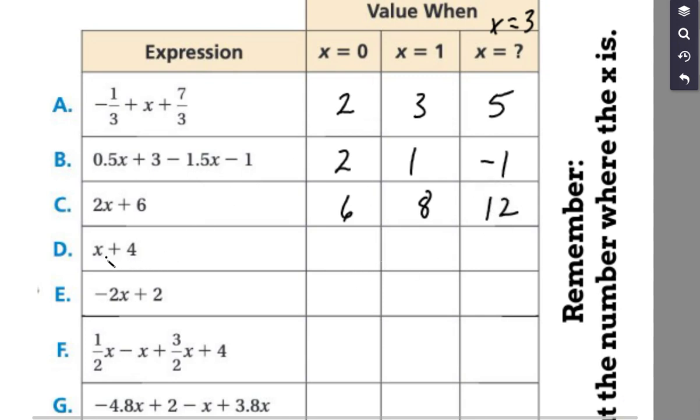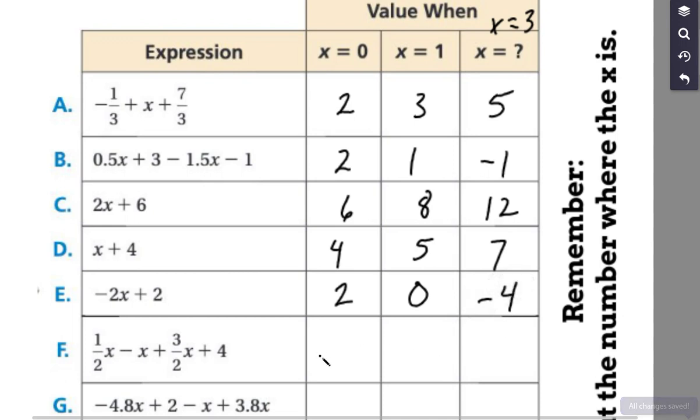I'll put in 0 here. 0 plus 4 is 4. And then plugging in a 1, 1 plus 4 is 5. If I plug in a 3, 3 plus 4 is 7. All right, so then the next one, if I put in 0, negative 2 times 0 is 0. 0 plus 2 is 2. Let's put a 1 in there. Negative 2 times 1 is negative 2. Negative 2 plus 2 leaves me with 0. Now if I put a 3 in there, negative 2 times 3 is negative 6. Negative 6 plus 2 is negative 4.